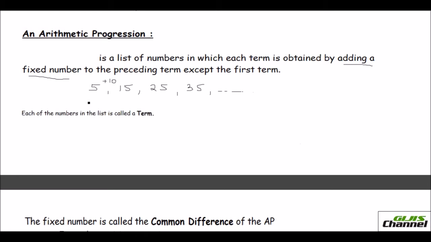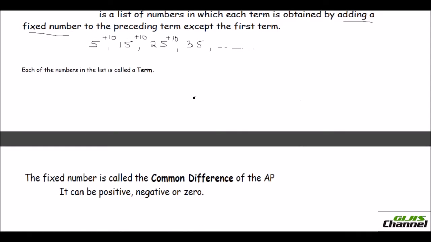Except the first term, I keep adding a fixed number, that is 10, to each term to get the next term, right? So an arithmetic progression is also a sort of sequence or series, but here what we do is we get this list of numbers by adding a fixed number to the preceding term except the first term. Okay, so when I say term, you might be confused, like what am I talking about? The term is each number in this list.